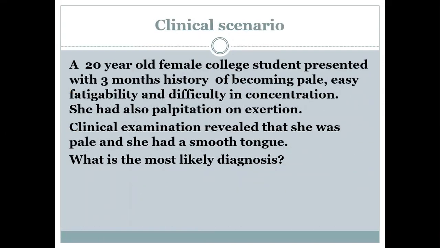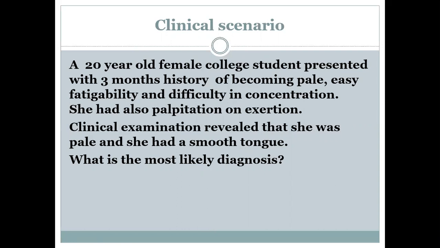We start with a clinical scenario. A 20-year-old female college student presented with a 3-month history of becoming pale, easy fatigability, and difficulty in concentration. She cannot concentrate in her college study. She had also palpitation on exertion. When she climbs stairs, she will start to feel her heart beating fast.